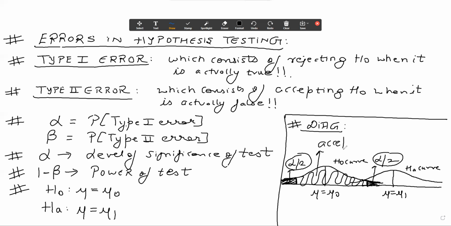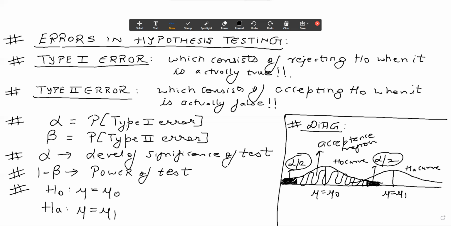This is my acceptance region. If the value of the test statistic falls in this region, I will accept the null hypothesis, saying that my result is not significant. But if the value of test statistic falls in this dark region or in this dark region, I will be rejecting my null hypothesis, saying that the result is significant. If you reject the null hypothesis, the result is significant. If you accept the null hypothesis, the result is insignificant or not significant.